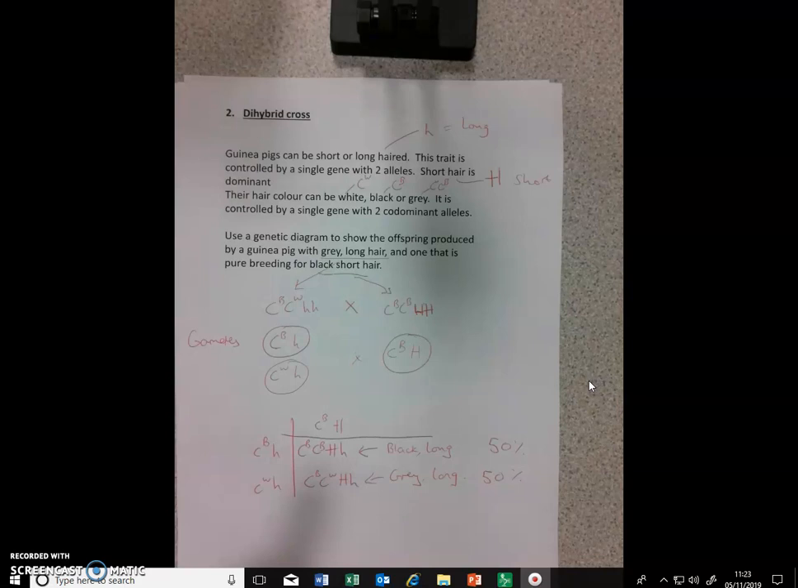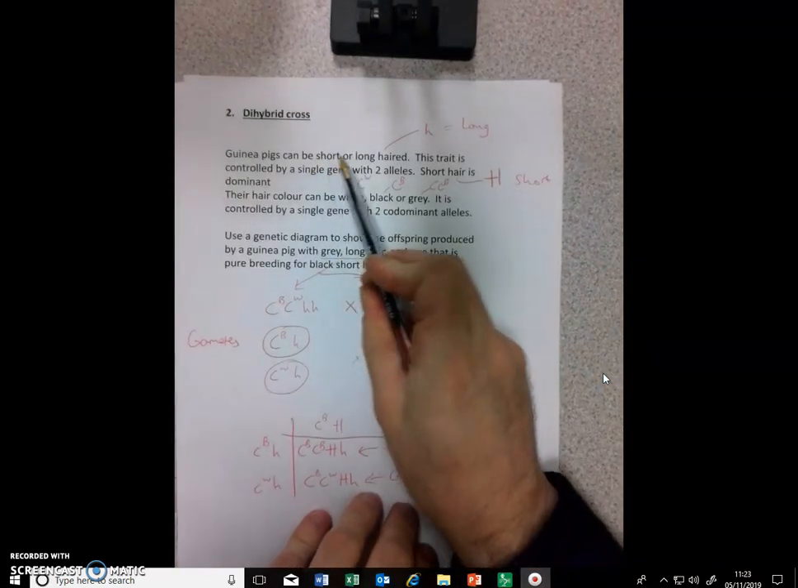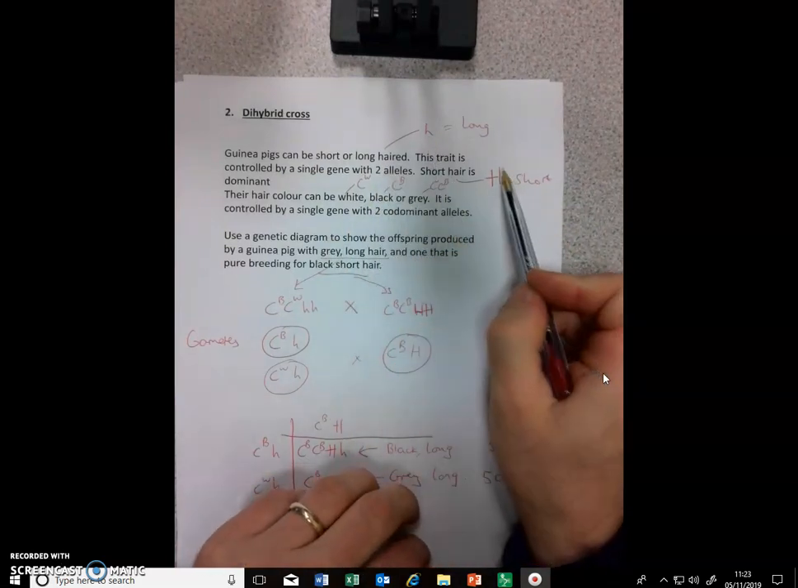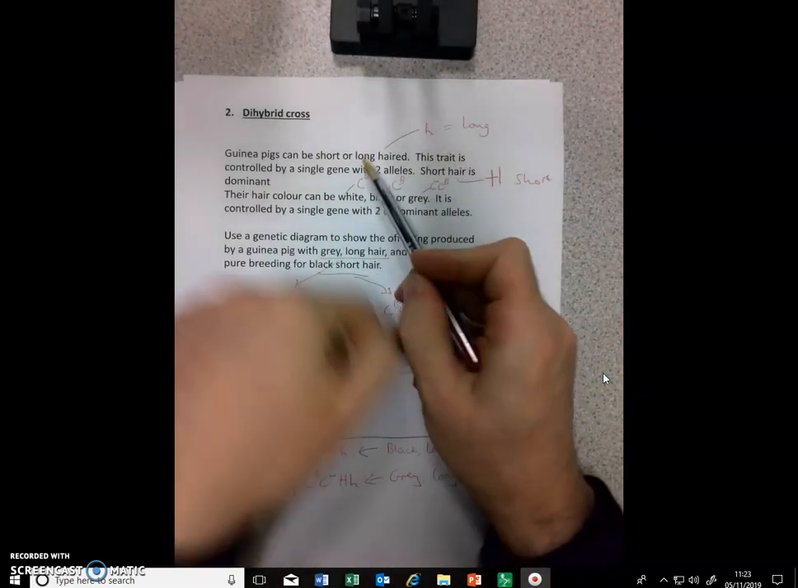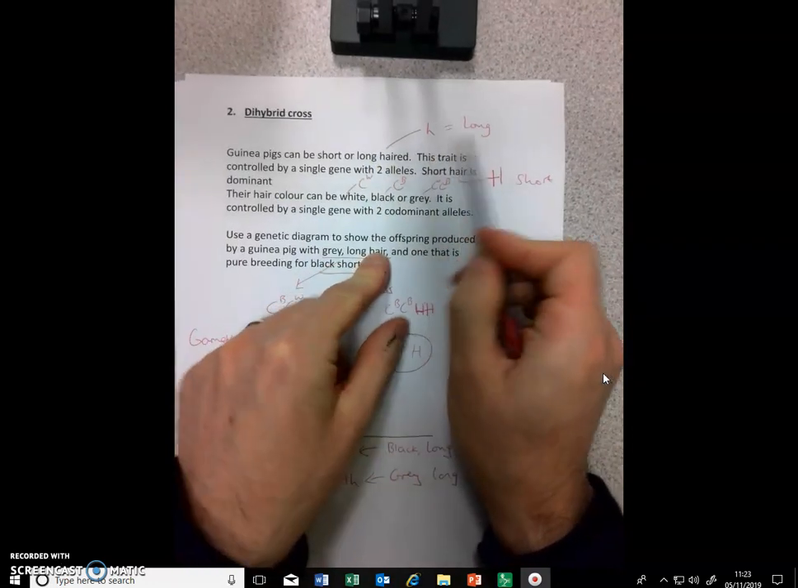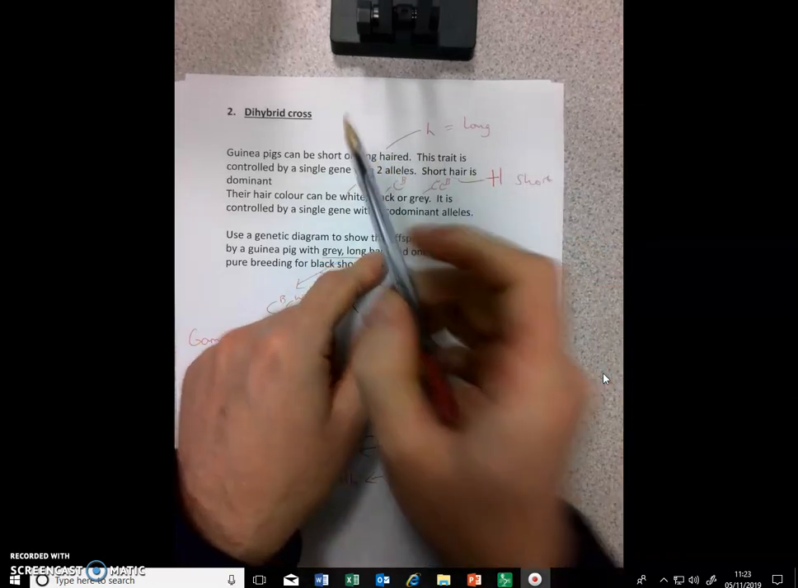Ta-da! Right, so the way to approach this is to annotate as you go through. They've given us 2 traits. You get to choose the letters. Now it's about hair length, so I've chosen H because it's obvious what's capital and what's lowercase. Long-haired is the recessive one. They tell us short hair's dominant, so long-haired's recessive, so I've used little h for that. Capital H for the short hair.